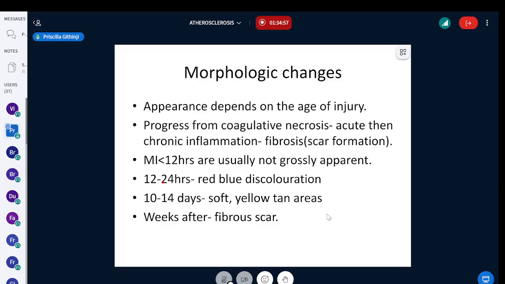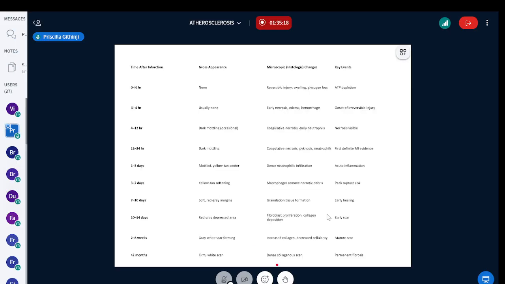For those that occur within 12 to 24 hours, after 12 to 24 hours, these infarctions get a red-blue discoloration. Within 10 to 14 days, this red-blue discoloration transforms into soft yellow tan areas. I have images to show this. And then weeks later, they form a fibrous scar.